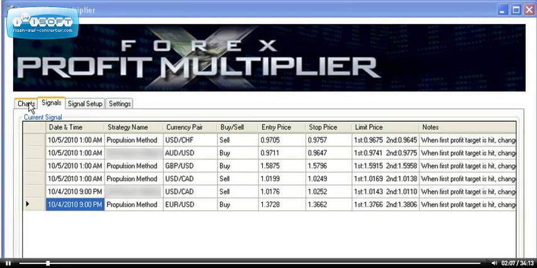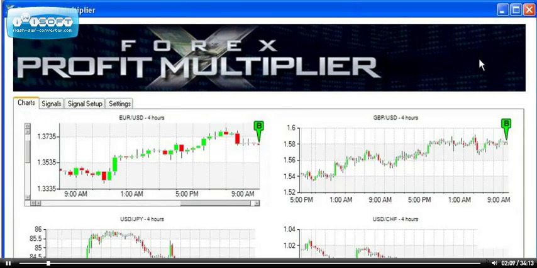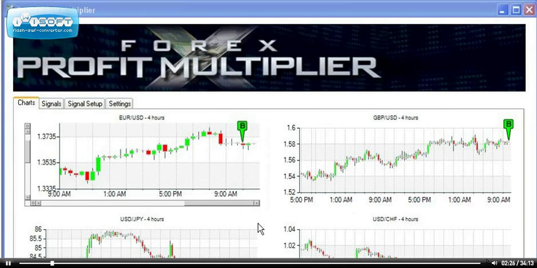Okay, now it's time to take a look at an actual live trade situation. We're going to do that with the Forex Profit Multiplier software. And we're waiting for the 4-hour bar to close. And when it does, if there are any setups, we'll see an alert pop up. So let's just watch it here. Okay, we got an alert here. Let's see where they showed up.